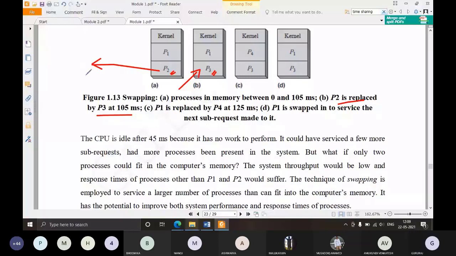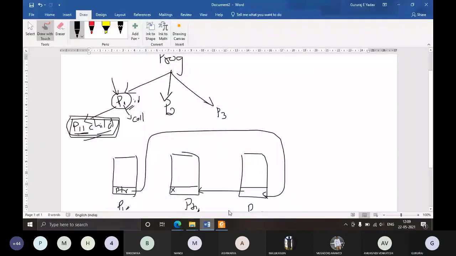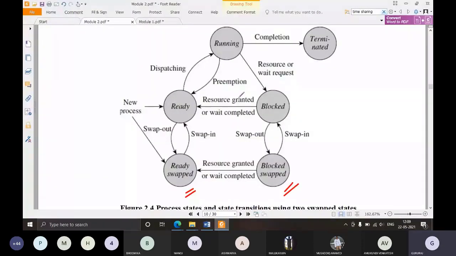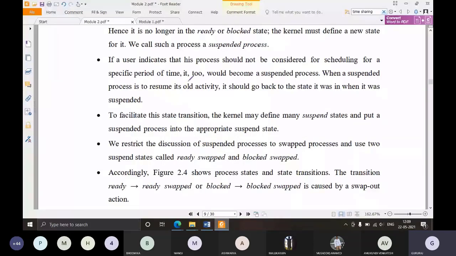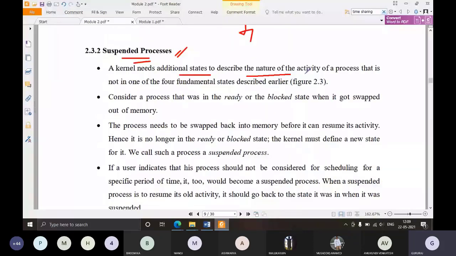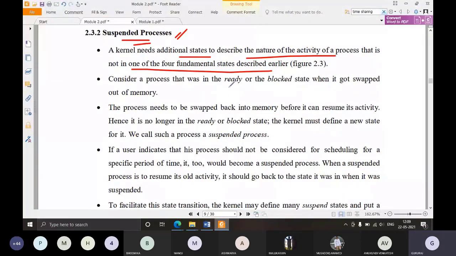So that is time sharing. The same concept is discussed here using this process state transition diagram. A kernel needs additional states to describe the nature of activity that is not in one of the four fundamental states. Whenever those four states are not sufficient to represent all the scenarios, it will go for extra states. So consider a process that was in ready or blocked state when it got swapped out of memory.